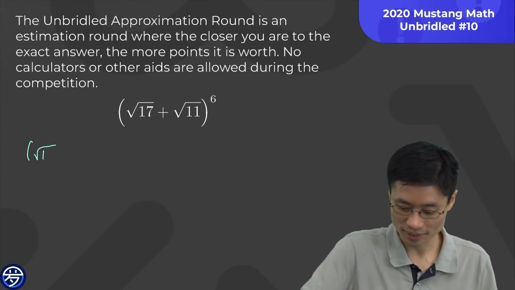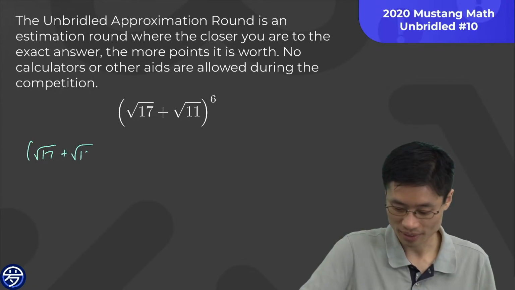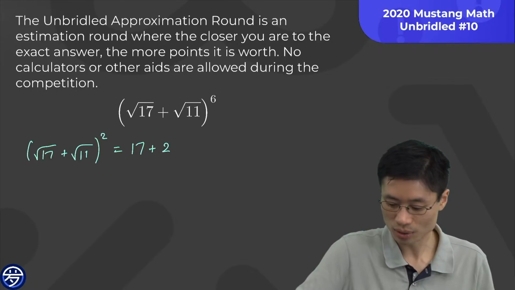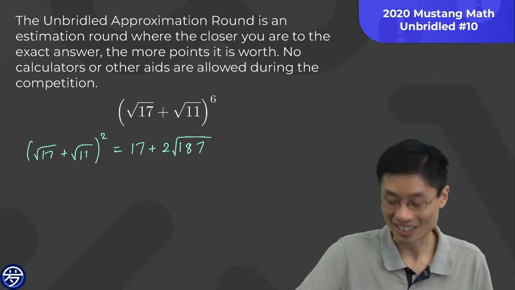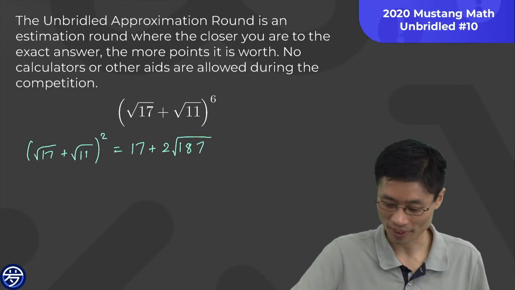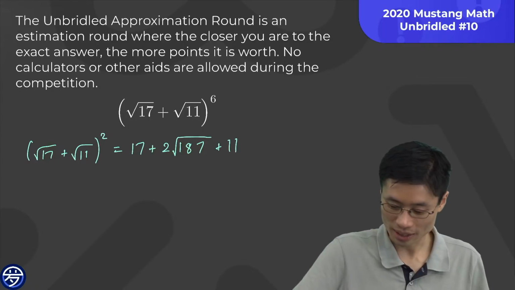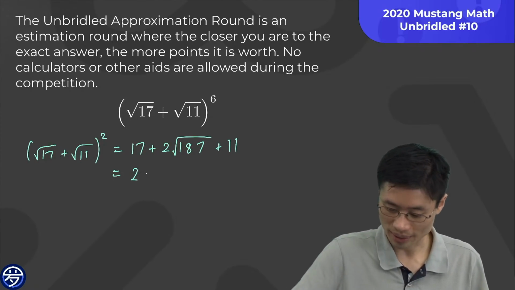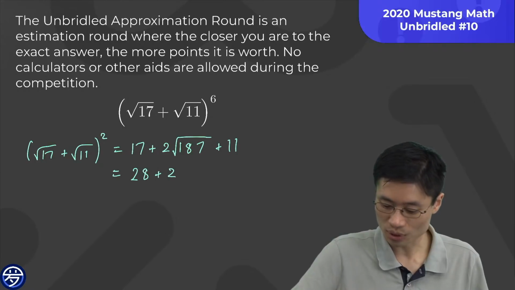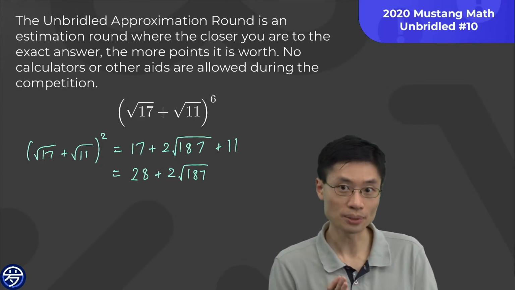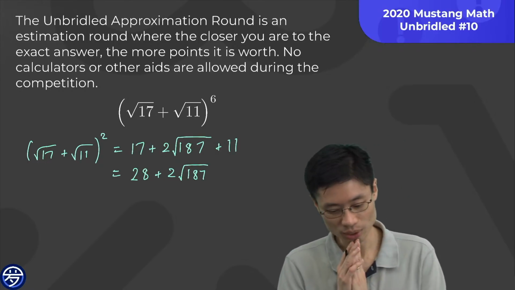Root 17 plus root 11 squared is 17 plus 2 square root of 17 times 11, which is, that's how you do 17 times 11: you write 1, 7, and you put 1 plus 7 in the middle, plus 11. And so this is equal to 17 plus 11 is 28, plus 2 square root of 187. I'm supposed to take that cubed. Do I actually want to or not?